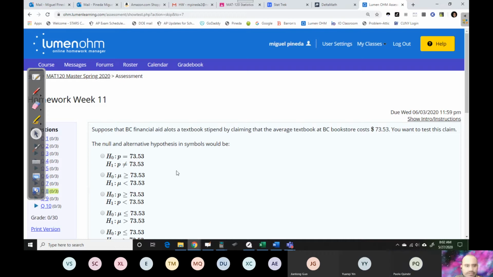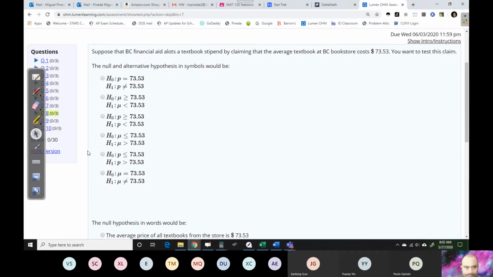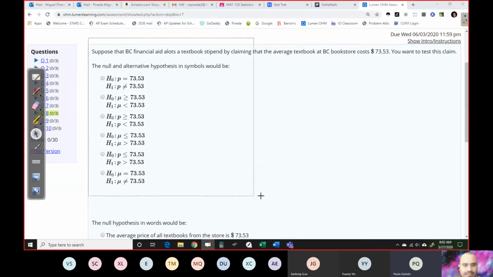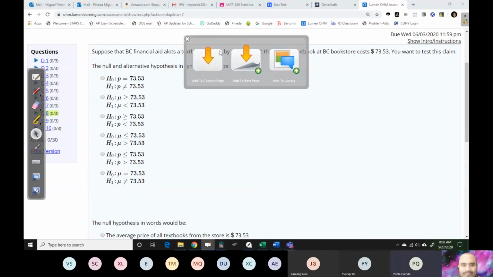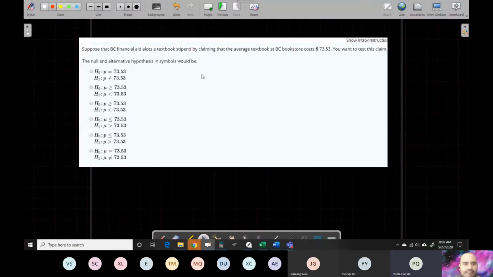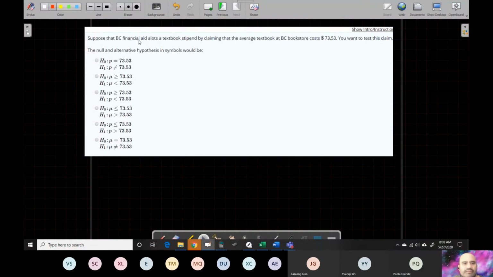There's a lot of parts on question number 8. So maybe we can do this without going, maybe I'm not going to be lazy, so let's copy this into my current page, new page. Okay. Suppose that BC Financial Aid allots a textbook stipend by claiming that the average textbook at the BC bookstore costs 73.